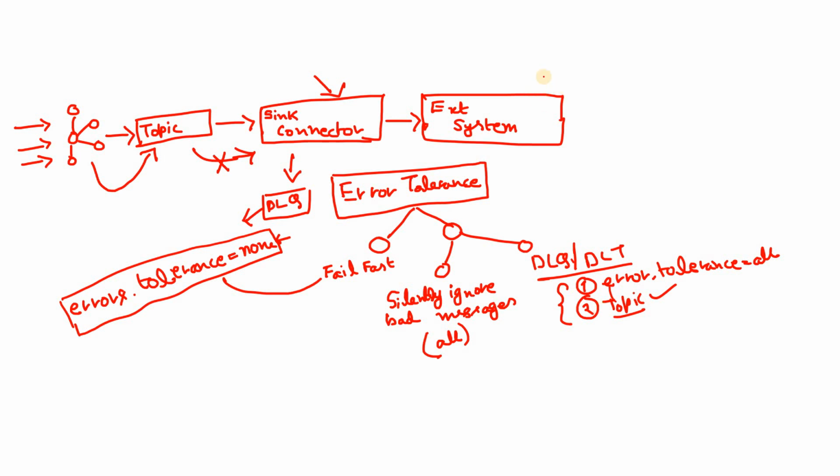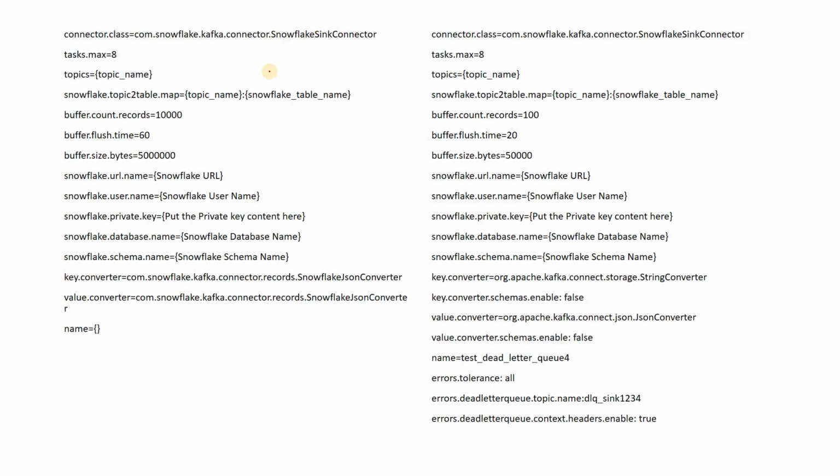So let's try to understand the same DLQ approach with a real-time experiment. In our case, we are going to use the Snowflake sink connector, and we are going to publish some bad data to the topic, and we will see that our sink connector is failing. But we will configure the dead letter queue in that sink connector, and we will see whether the corrupted or bad messages that our Snowflake sink connector is not able to consume are going to the dead letter topic or not. Okay, so let's see what configuration we have to do.